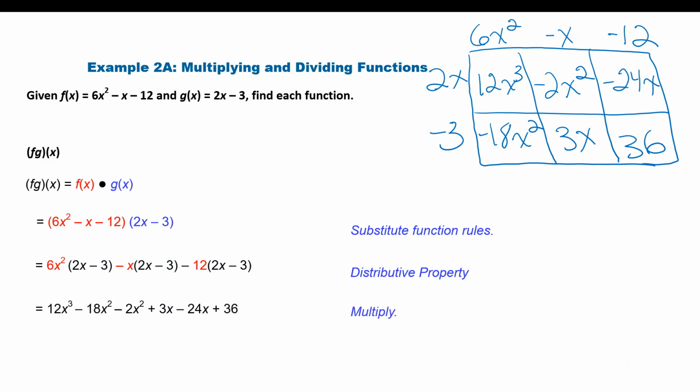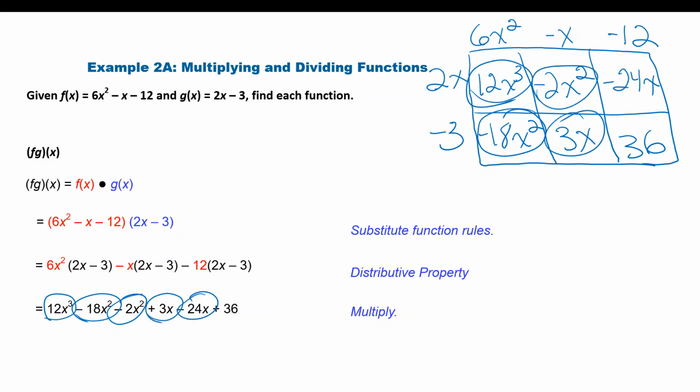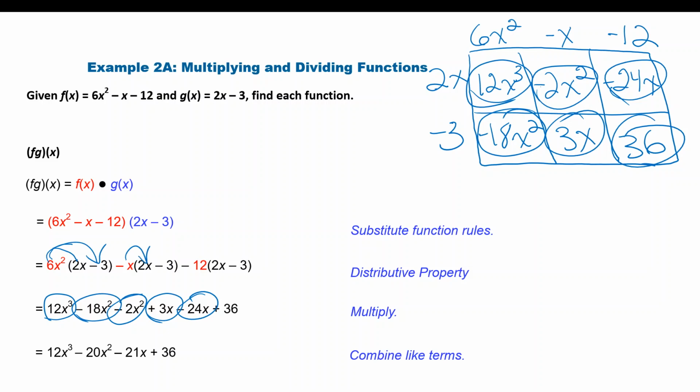we end up with 12x cubed, which is right here, negative 18x squared right there, negative 2x squared plus 3x minus 24x plus 36. Combine all your terms together, and there you are with your final answer. All right, and if you want to distribute each your 6x by everything and your x, however you want to do it to get your answer, works out fine.